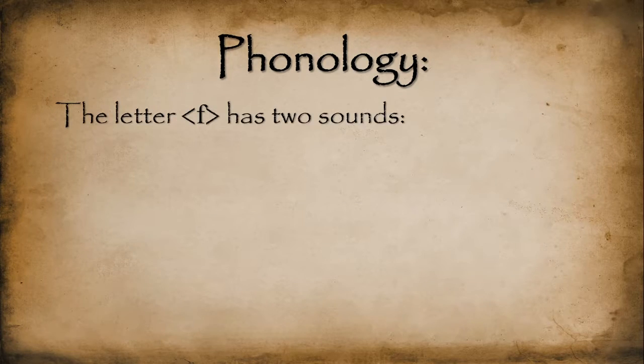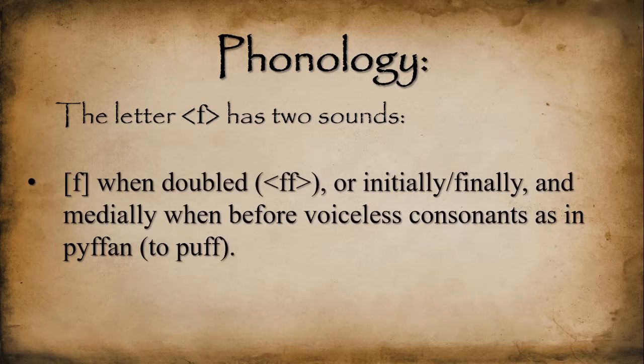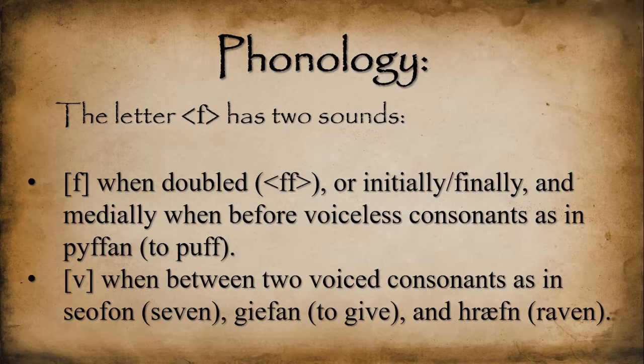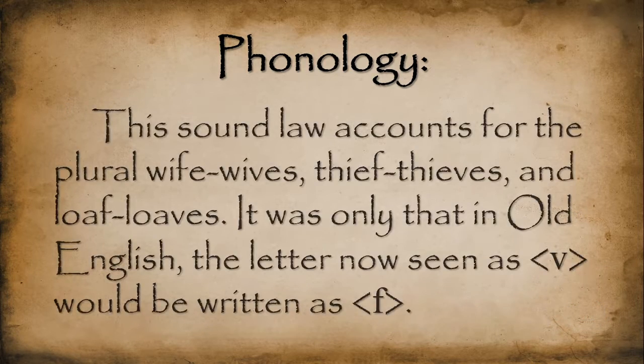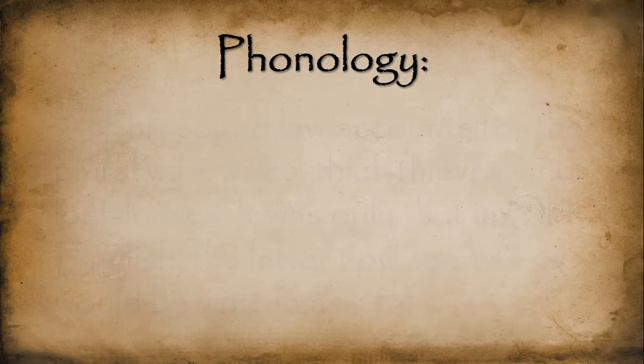The letter F has two sounds. Fa when doubled, or initially and finally, and immediately when before voiceless consonants, as in puffun, to puff. And va when between two voiceless consonants, as in seovon, seven, yevan, to give, and hravan, raven. This sound law accounts for the plural wife, wives, thief, thieves, and loaf, loaves. It was only that in Old English the letter now seen as V would be written as F.